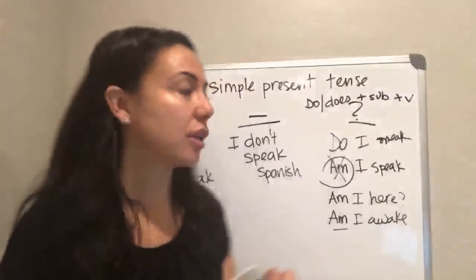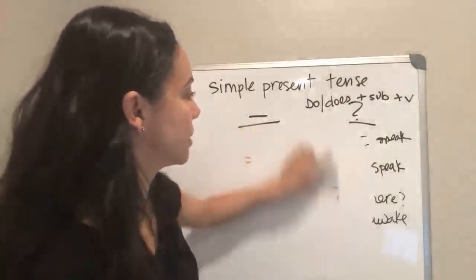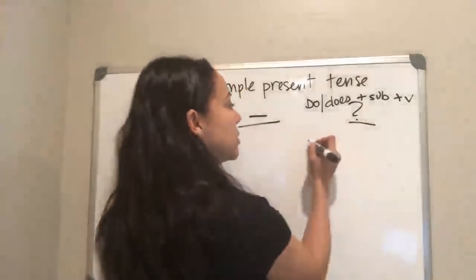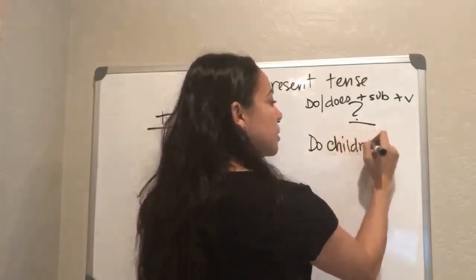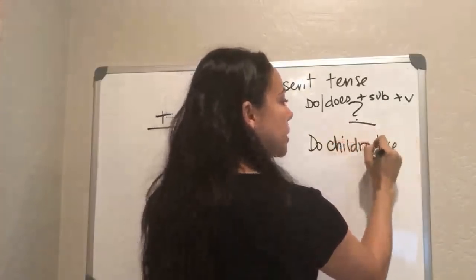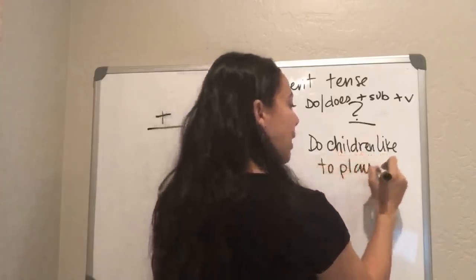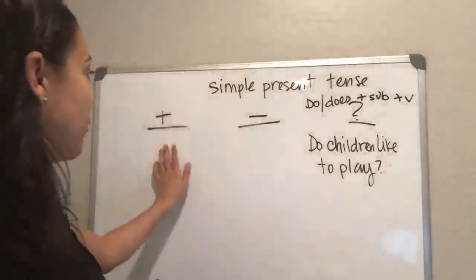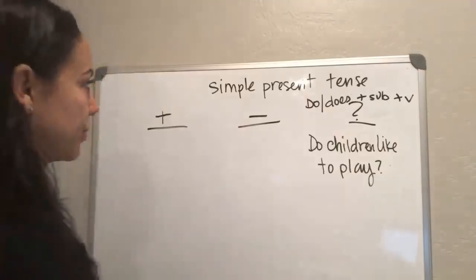Okay, let's do one last one, and this time we're going to start over here at the very end with a question. Okay, "Do children like to play?" So how would you create these two, the affirmative and the negative? Do children like to play?